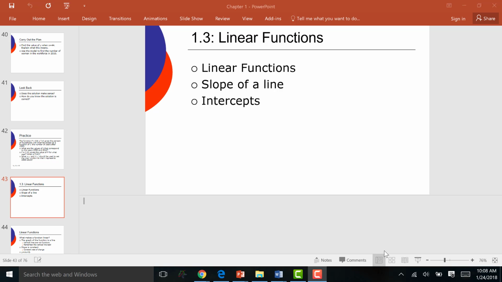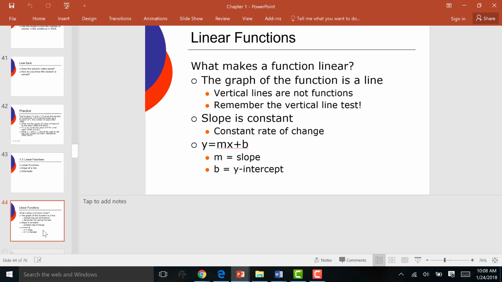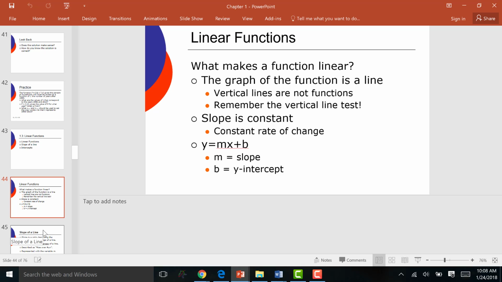So let's go to this next slide. For some reason, when I do next slide, the initial time, it doesn't always pop up, but now there it is. All right. What makes a function linear? We're going to talk about the graph of the function is a line, and you got vertical lines, which are not functions. And remember, to determine if a linear function is a function, you want to be able to do the vertical line test. So if you're given a linear equation and you want to know if it's actually a function, do the vertical line test. Type it in Desmos and see if it passes the vertical line test.